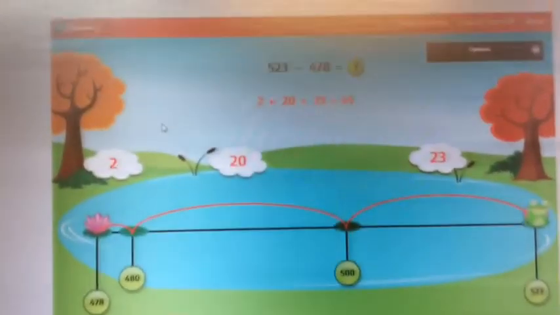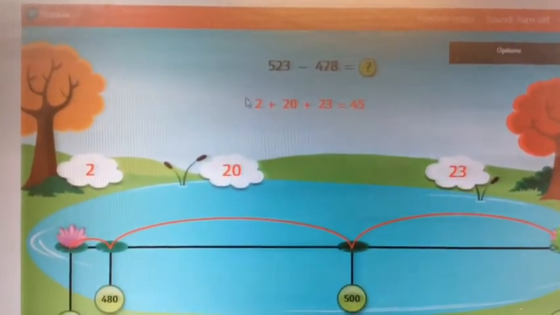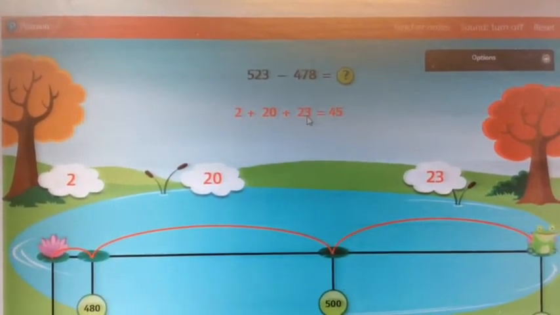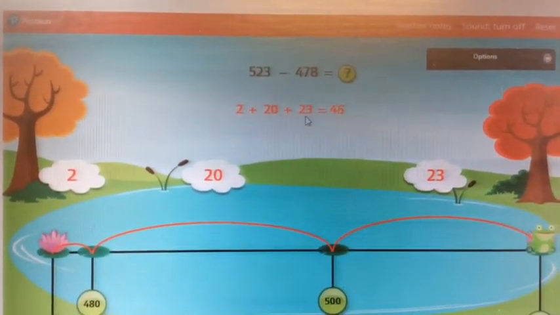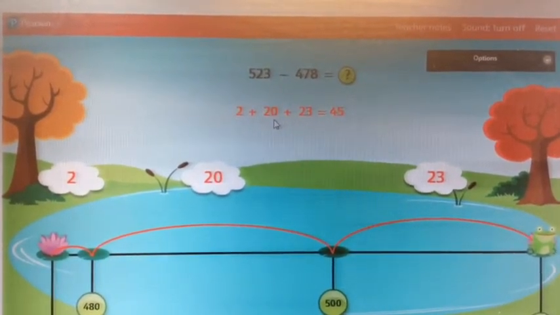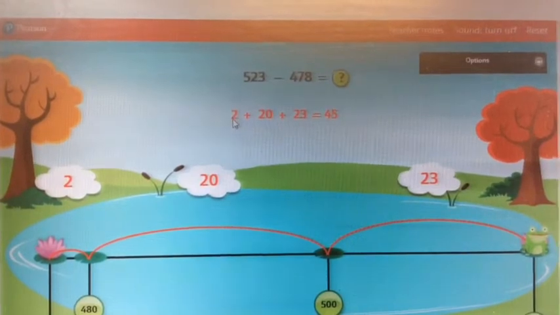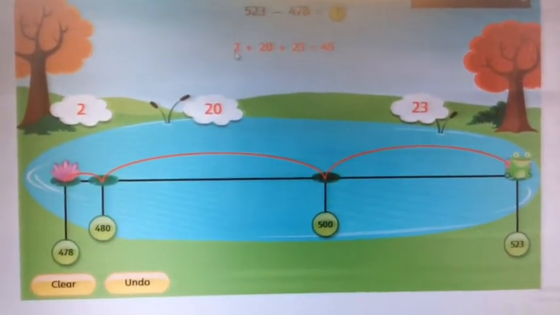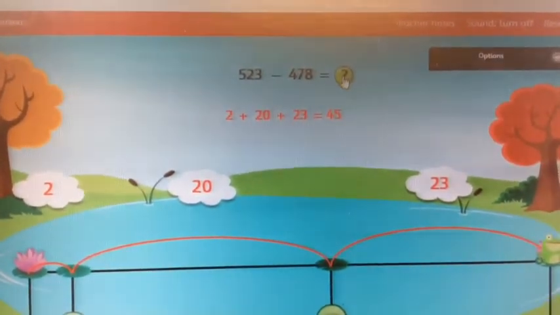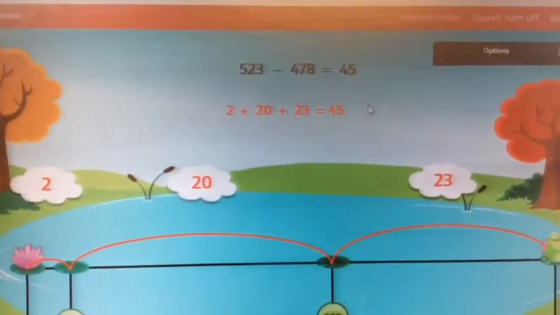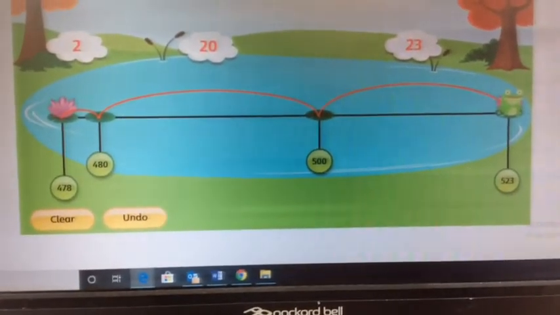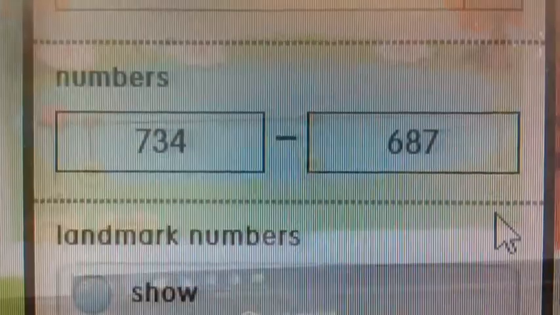And then we would need to add that all together, wouldn't we? A jump of 2, a jump of 20, and a jump of 23. But of course you wouldn't do it in that order, would you? You could start with 23, add 20 to give you 43, add 2 to give you 45. So 523 take away 478 was 45. I like that way of counting on instead of counting backwards.